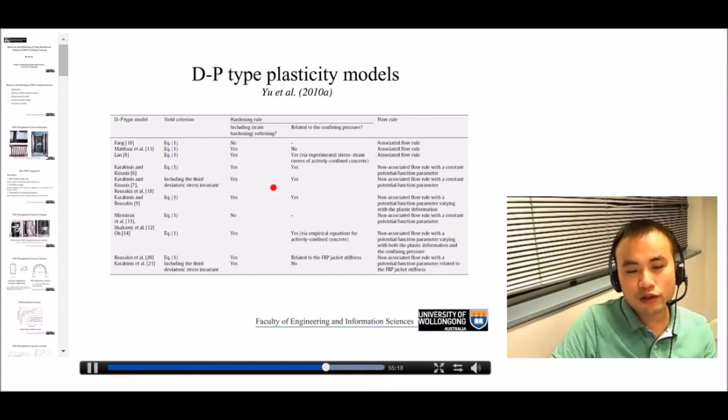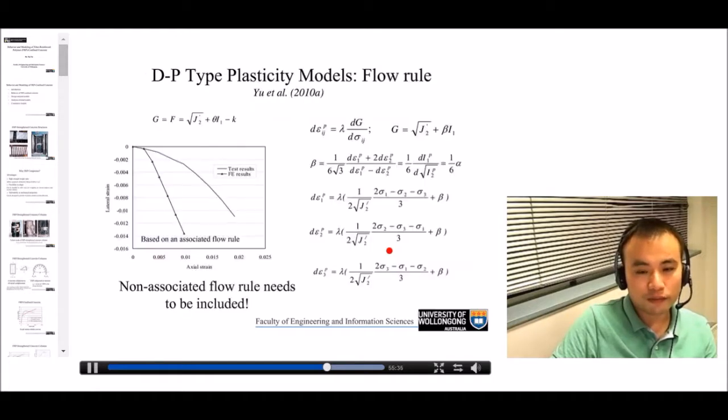Alright, now let's have a look at what existing studies have done. Some of them use an associated flow rule, some of them use a non-associated flow rule, and some of them further relate the flow rule to the confining pressure. Let's examine it one by one.